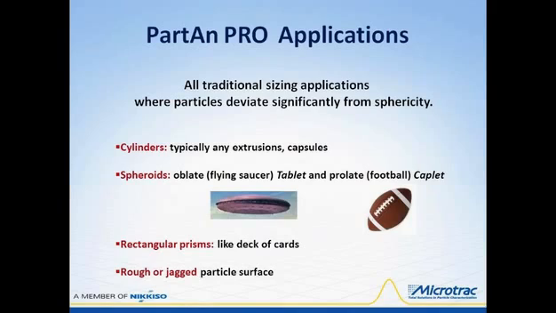The first category, cylinders like pencil shapes, get both dimensions measured. The second category is spheroids, which can be looked at as systematically misshapen spheres.